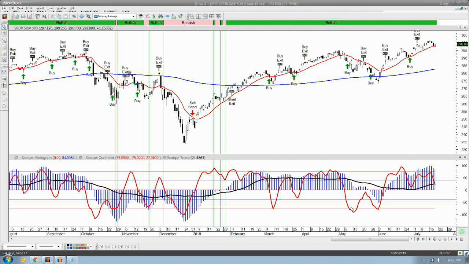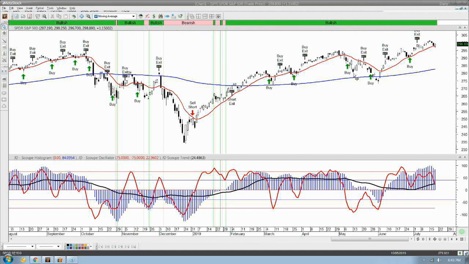It also has exits. For instance, if you had bought right here, you would be getting out of this trade probably right around here somewhere. So it would have held that trade much longer than the system, which has been in and out a couple times. Okay. So the stops are also reasonably close on Scoop here. So if you had a buy here on Scoop, and it did give us something here, but may not have been enough.